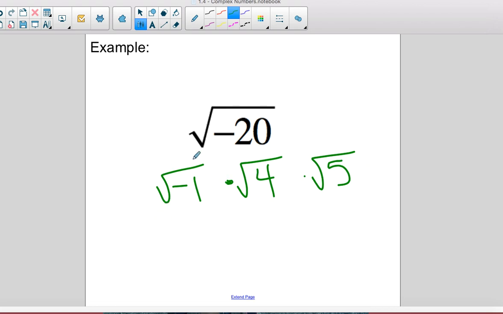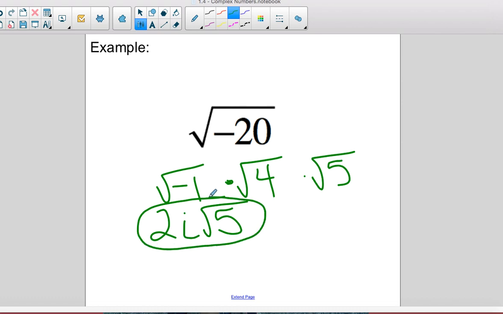Now I always pull the -1 out. The square root of -1 is i. The square root of 4 is 2, and then the square root of 5 is square root of 5. So that is how we write it. That's how we write our final answer. It's 2i root 5.